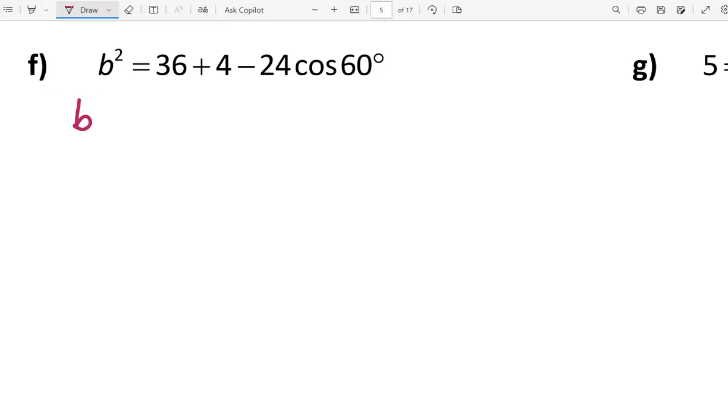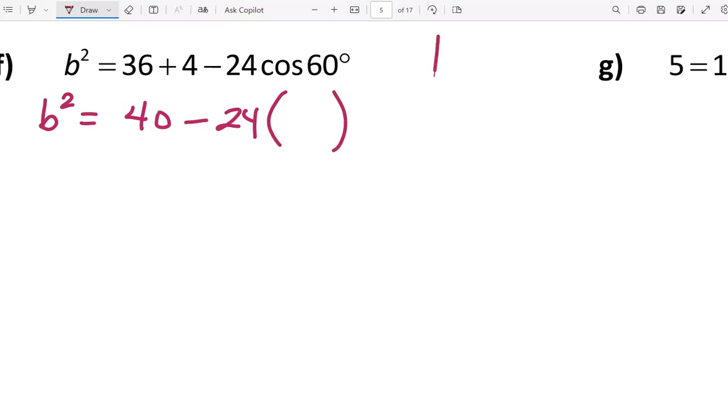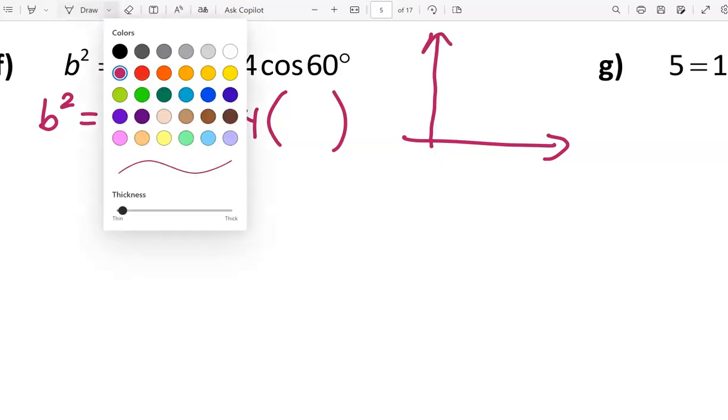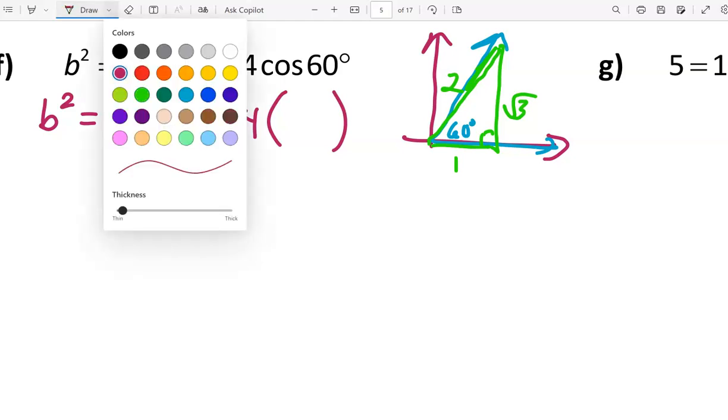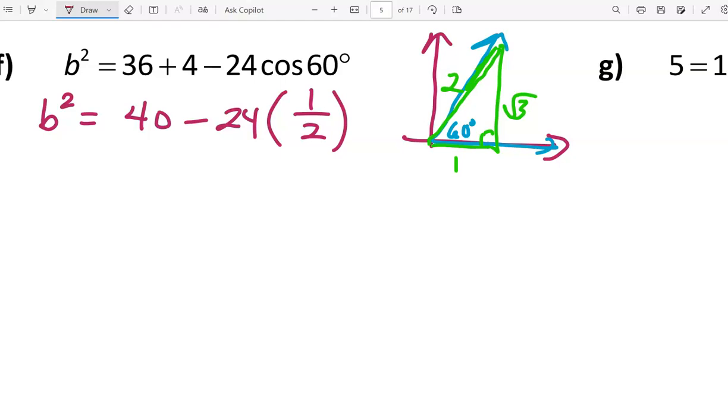B squared is equal to 36 plus 4, which is 40, minus 24 times the cosine of 60. So we need to evaluate the cosine of 60 degrees. 60 degrees is an angle that terminates in the first quadrant. It will have an adjacent side of 1, opposite square root of 3, and hypotenuse of 2. So cosine of 60 degrees is adjacent over hypotenuse, or 1/2.